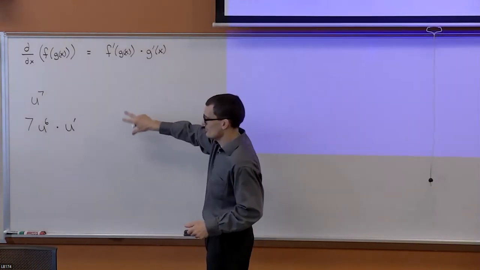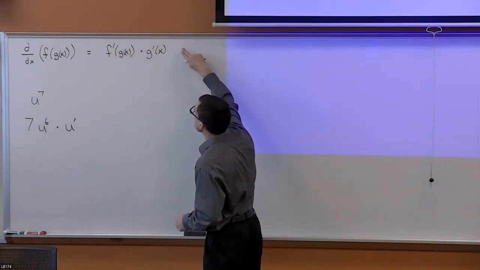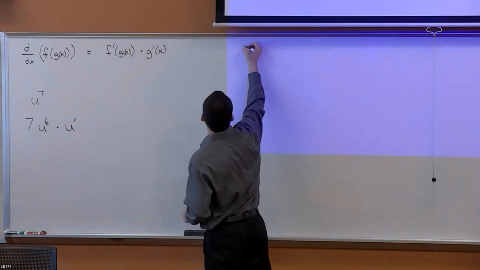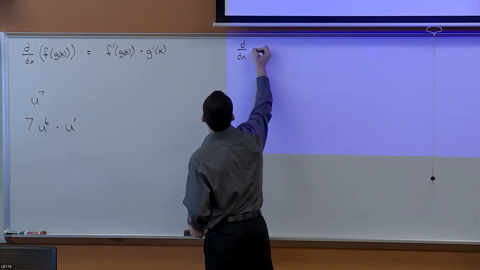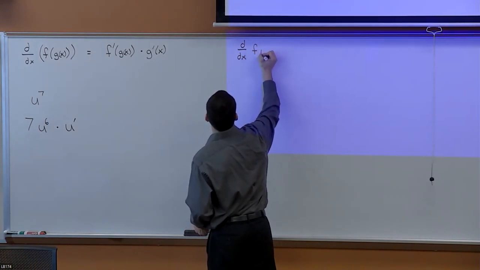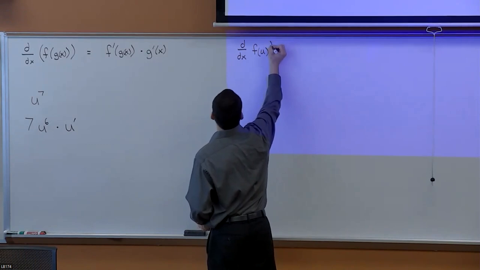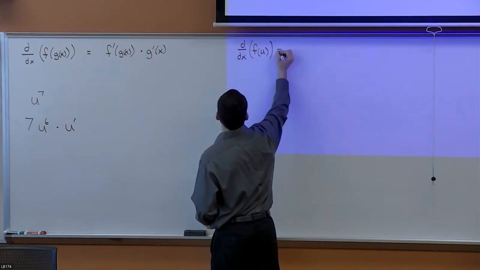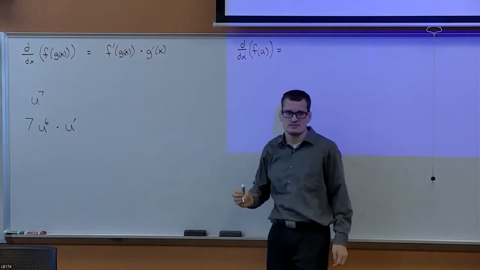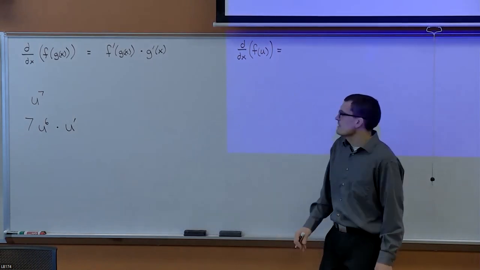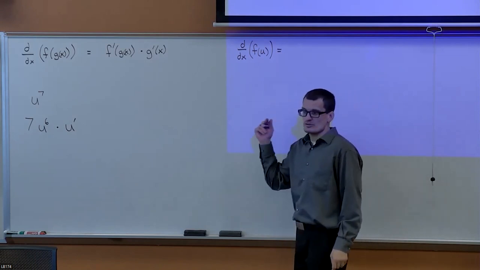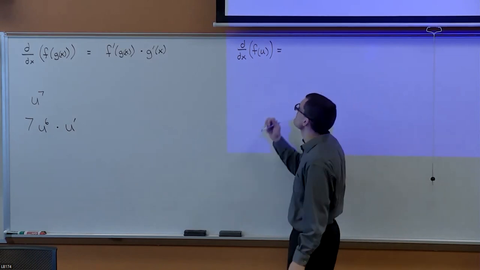So I did it with u's here. You could also write the derivative with respect to x of f of some other letter. We'll call it u in this case. There's a reason I'm using u, because when we do substitution, we'll do a u substitution.